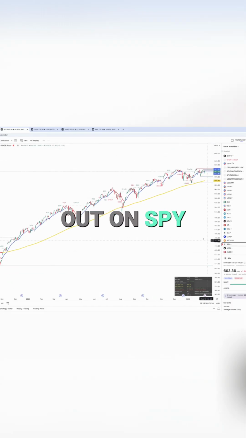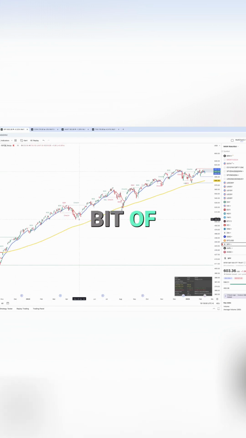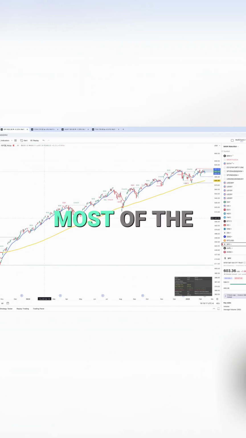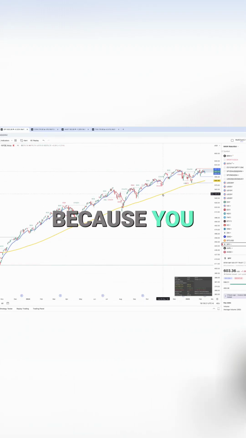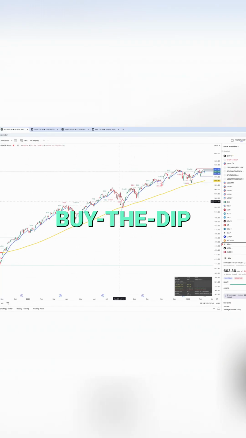So if we zoom out on SPY, we can see that if you would have been focusing on puts the whole time on SPY, you made a little bit of money right here, right here, and right here. But the people that respected the 200 and realized the SPY is predominantly over the 200 have been making most of the money, because the bigger moves have been to the upside. You can see with this bright yellow 200 that the SPY is ultimately in the uptrend, right? So these little pullbacks have been buy the dip moments.